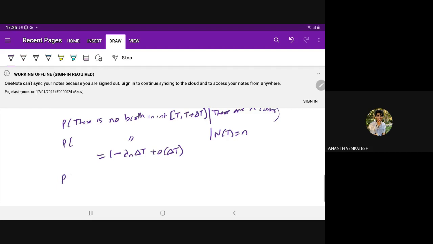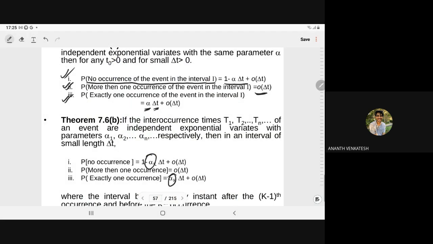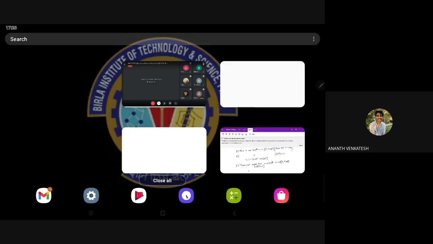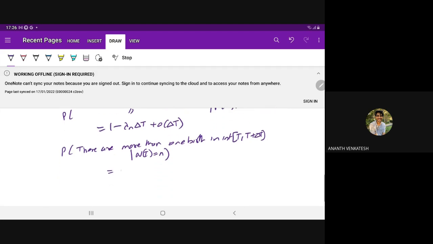Similarly, the probability there are more than one birth in interval t to t plus delta t, given there are n customers, from the theorem, there are more than one occurrence of the event. It is the higher order of the delta t.